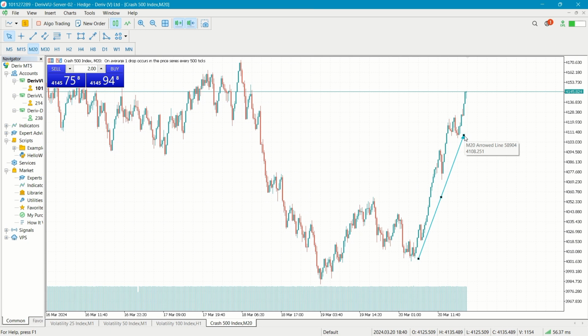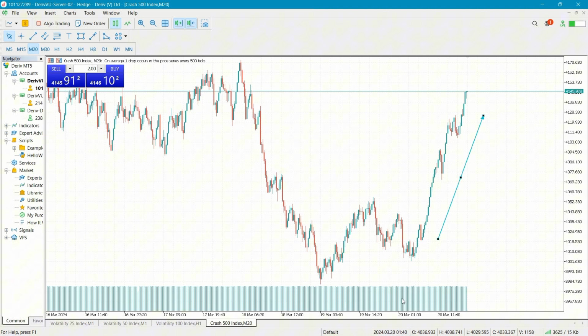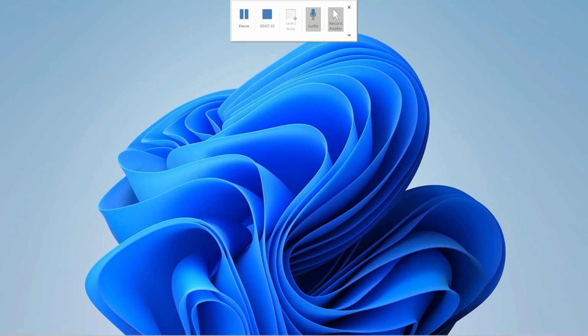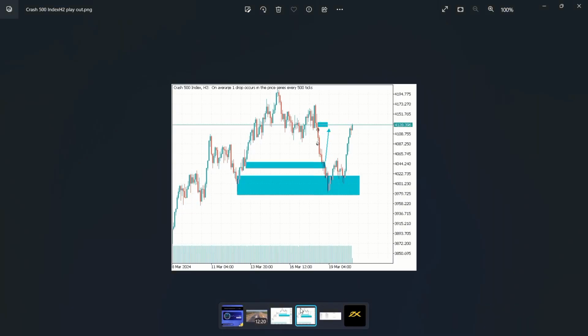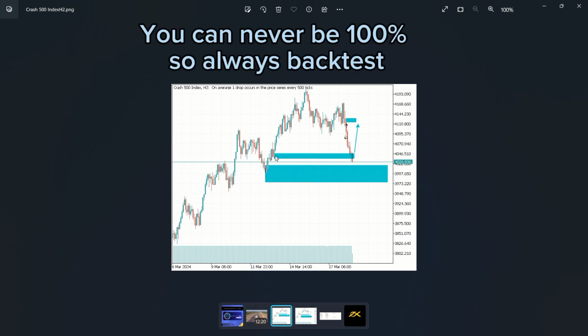So basically, how Boom and Crash works, from what I've studied and analyzed, they mostly respect key levels of support and resistance, right? So let me just pop up a quick analysis that I did on Crash 500 that played out nicely. As you can see, it's right over here. So this is an analysis that I did on Crash 500, and this is the 1 hour time frame, right? I marked up some key levels over here, where I was seeing how price would react once it hits those key levels, right?